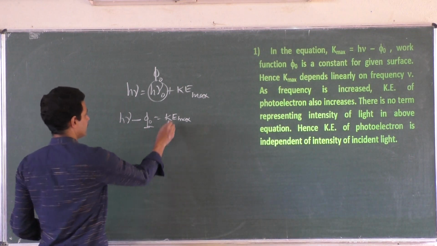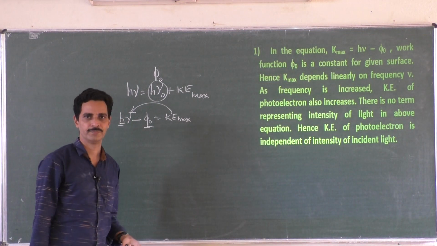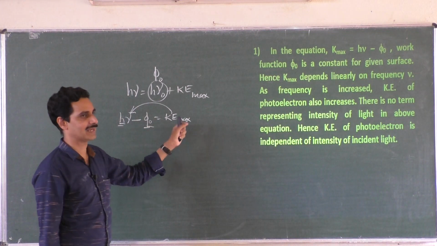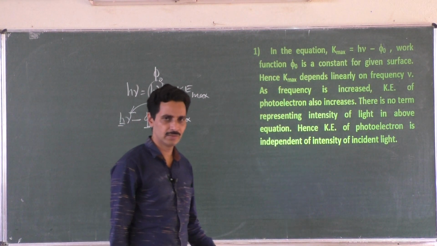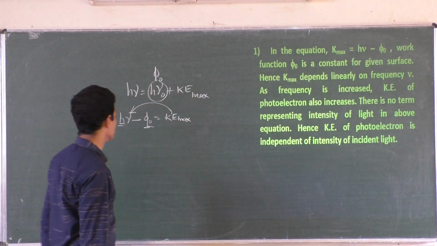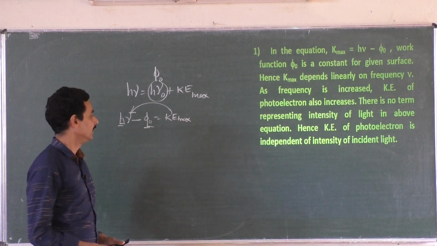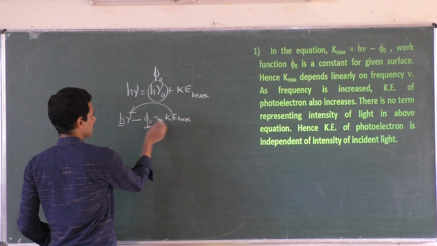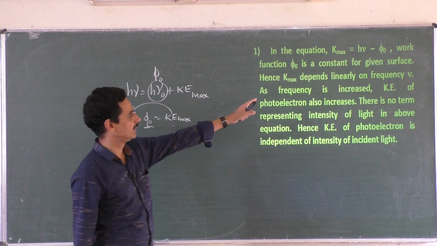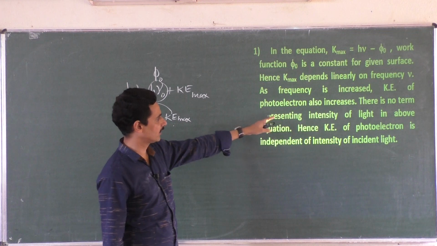Kinetic energy maximum is directly dependent on the frequency, since h is also a constant. That means the more the frequency of incident radiation, the more the kinetic energy. The more money your father gives you, the more will be the remaining money with you, right? Because the money you spend for traveling, phi naught, is a constant. So phi naught is a constant, h is a constant. So the kinetic energy of the photoelectrons increases with frequency linearly. As the frequency is increased, the kinetic energy of photoelectrons increases.